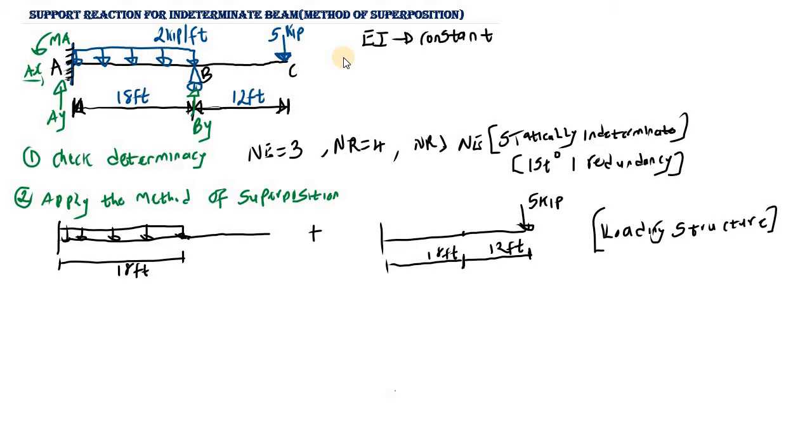Now we also need to add the redundant. Because we are going to remove the support reaction at point B, this is going to be the redundant, so I'm going to say plus. Now we have the fixed support here, then we have the redundant BY, which is the support reaction BY. This is point C, and this is point A. We are going to call this the redundant structure.